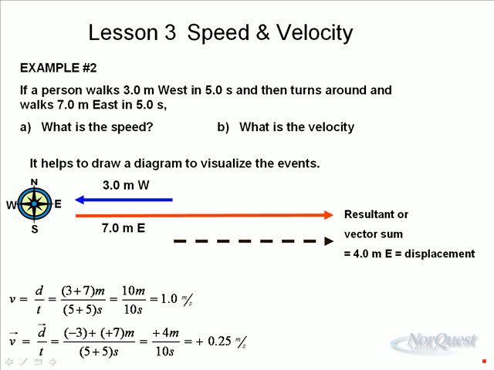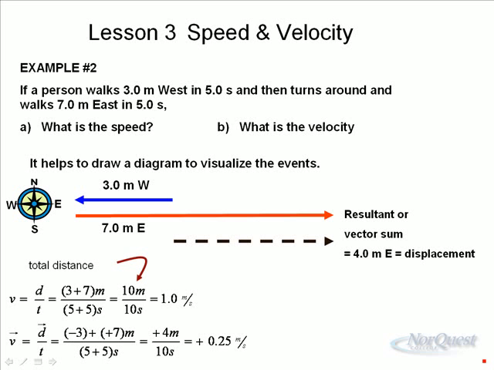Generally, we make east and north positive, south and west are negative, but you don't have to do that. It's just a sort of conventional approach. However, negative 3 plus positive 7 gives you positive 4. The positive being east means we went a total of 4 meters east in 10 seconds, giving us a velocity of positive 0.25 meters per second, or in other words, 0.25 meters per second east.